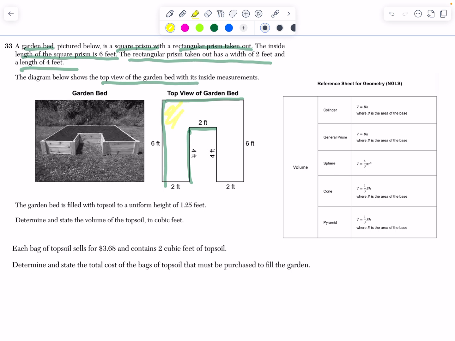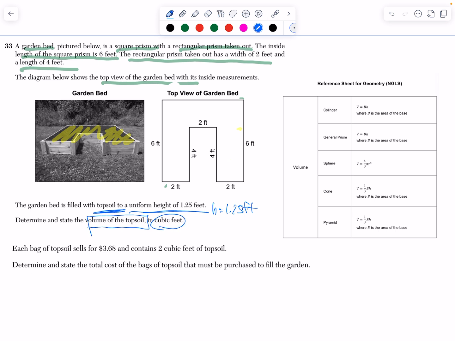So this figure that we see right here is the top view of this. Okay. The garden bed is filled with topsoil to a uniform height of 1.25 feet. So the height of the soil. Determine and state the volume of the topsoil in cubic feet.